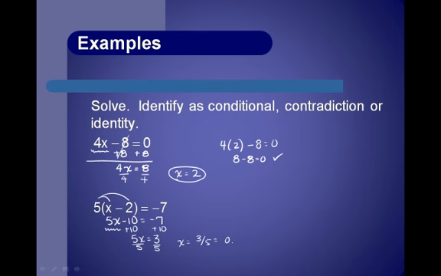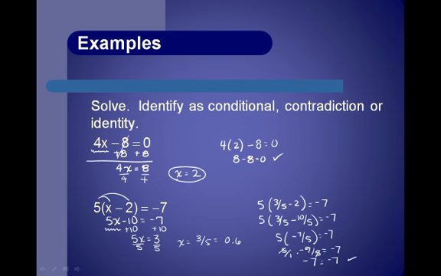Or if you want to put it in your calculator, you would get 0.6. To check it, you would plug it back into the original problem and make sure you get the same answer on both sides. Here's the check step to show if you plug in 3/5, you do end up with the same number on both sides. Before we go on to the next slide, let me back up.